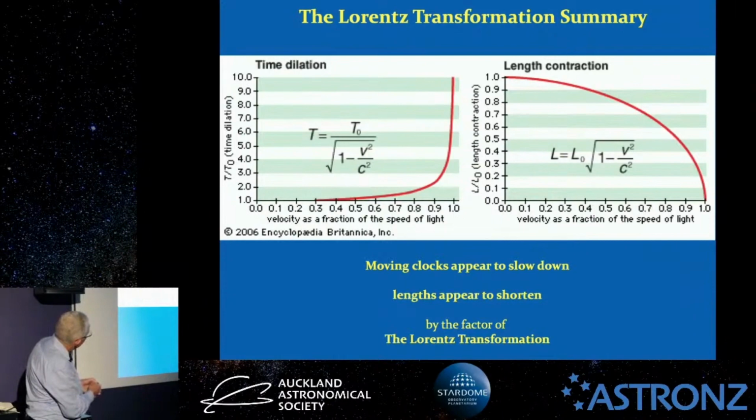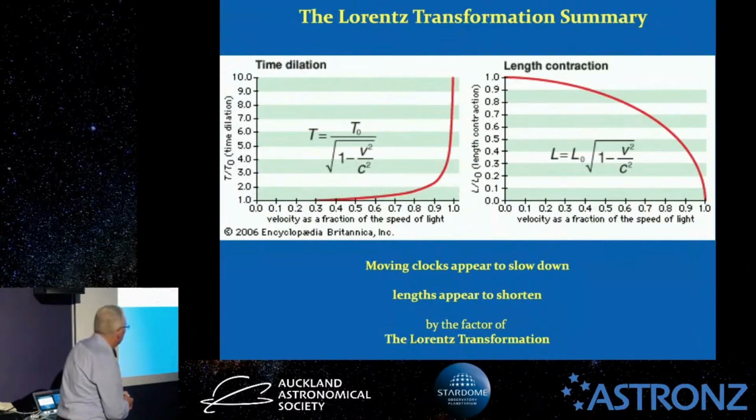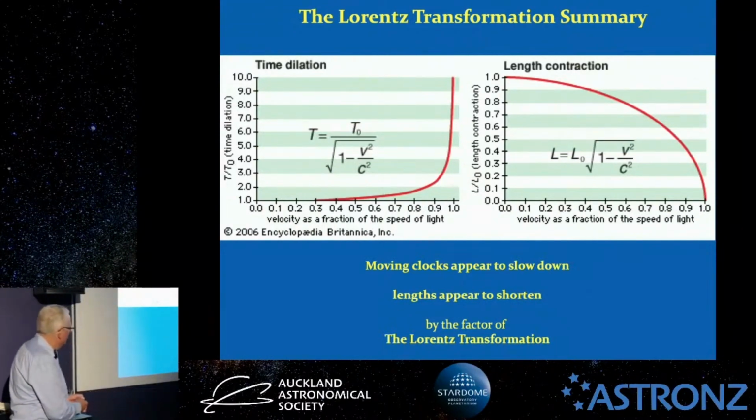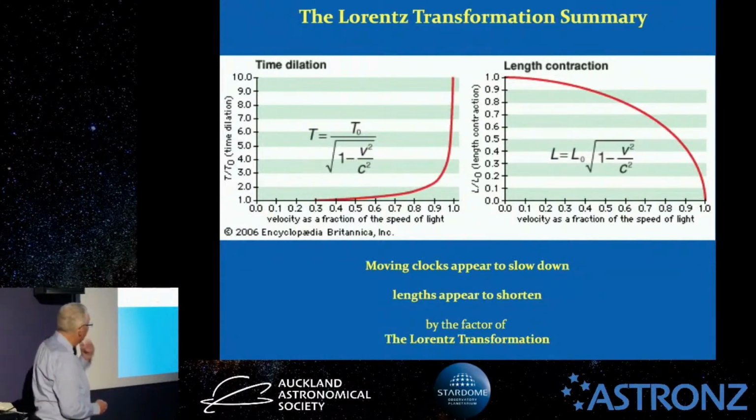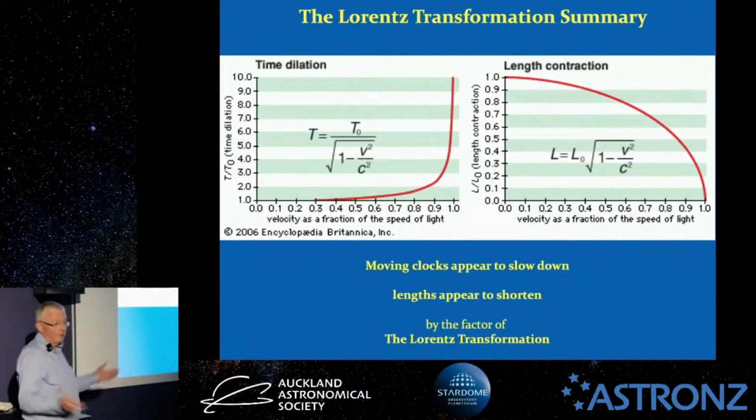Length contraction: as you observe something go faster and faster, as it approaches the speed of light, that length or that ruler gets shorter and shorter, to the point that, should it reach the speed of light, you've got no ruler left. So moving clocks appear to slow down, lengths appear to shorten by the factor of that equation, the Lorentz transformation. That formula is very general, and as the documentary said, it's actually just labelled gamma. It's used so often in physics.